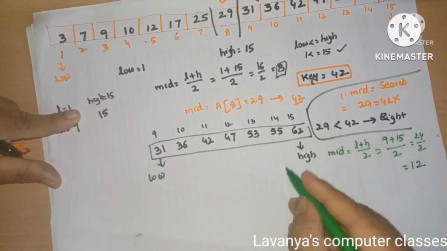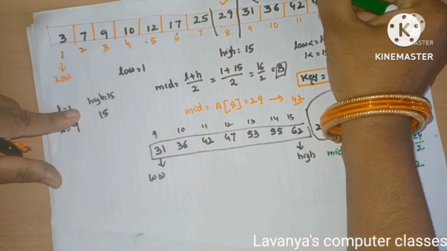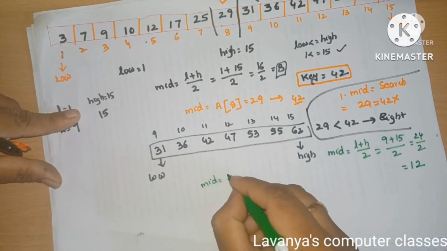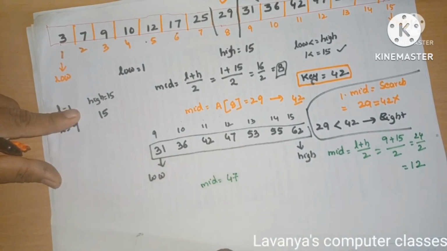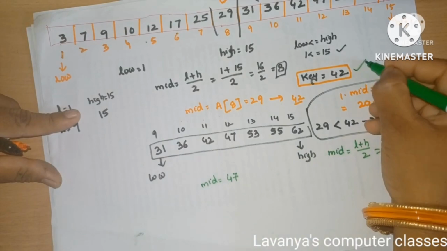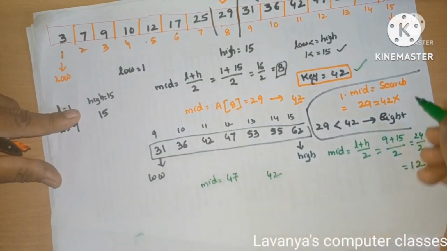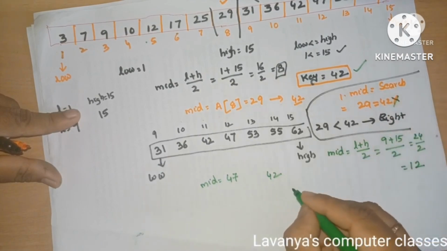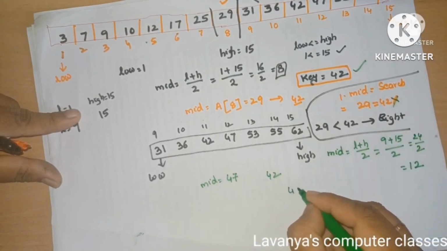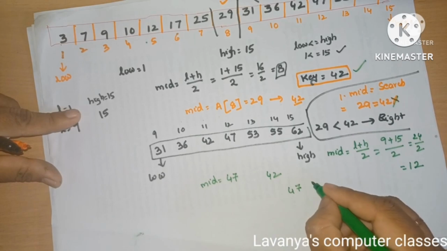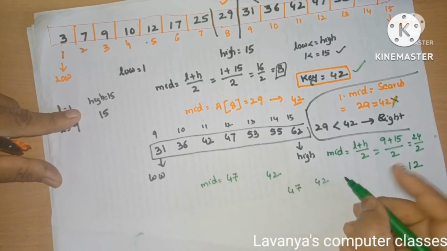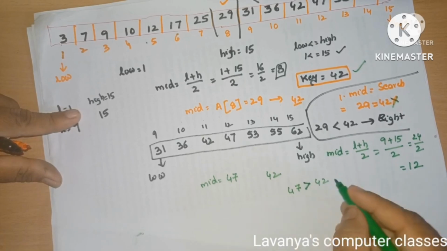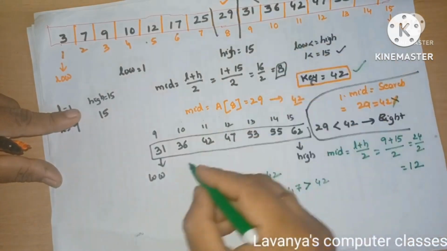Okay. So what is our middle element? The 12th position means the mid element is now 47. But which element do you want to search? Search element is 42. Again the same thing: mid equal to search? No. Again compare. Middle element is 47 and search element is 42. So which one is more? Middle element is more.